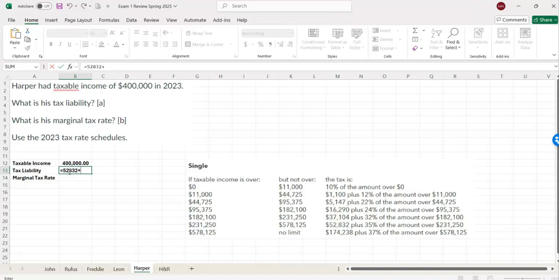So here, equals 52,832 plus 0.35, 35% times, we need the star, then our taxable income, the $400,000 minus the $231,250. So our tax liability is $111,894.50, and our marginal tax rate is simply 35%. So 0.35. There we go.